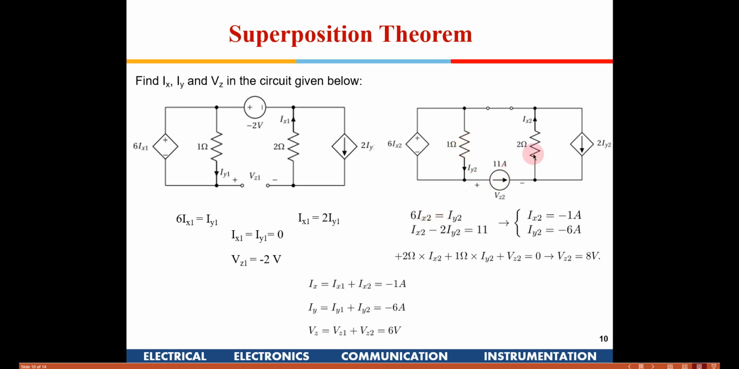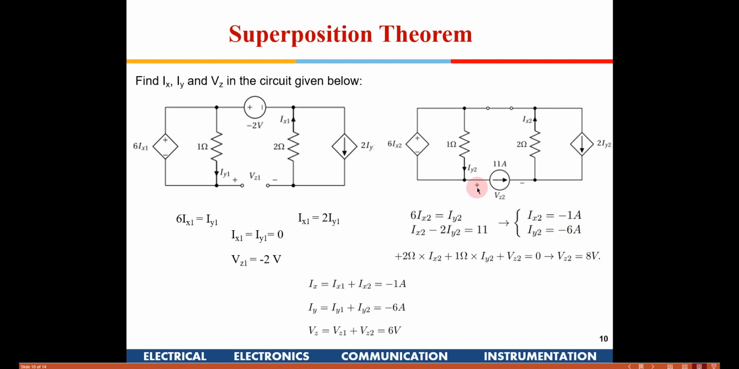Similarly at this node, the current coming into the node is 11 amperes. So 11, and what is going out is ix2, right, and this is again coming in, so that is 2iy2. They have written a minus out here. So you get two simultaneous equations, right? With this you can get the values of ix2 and iy2, which are minus 1 and minus 6.